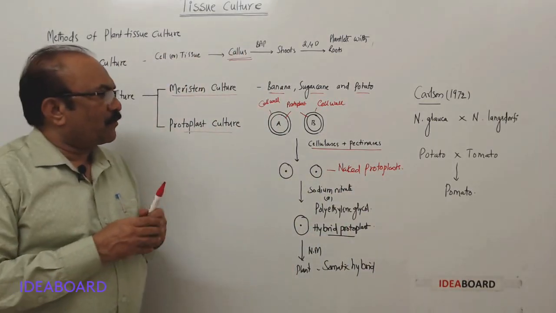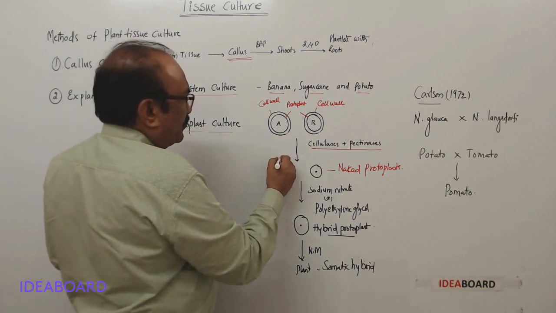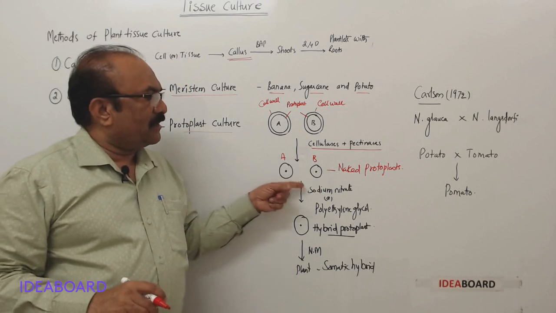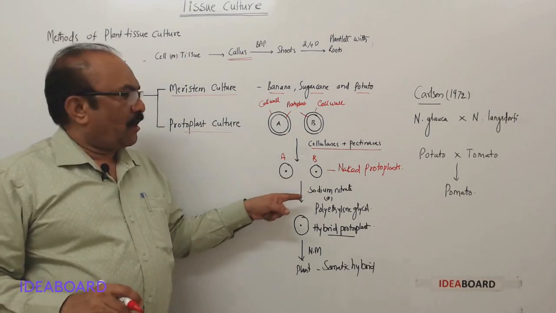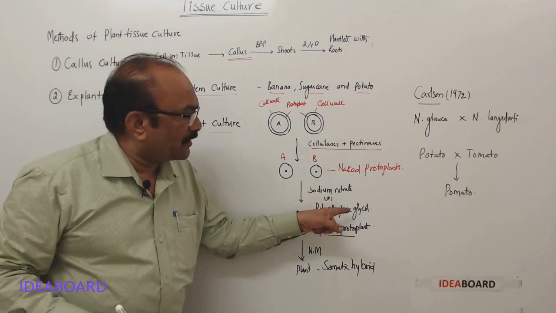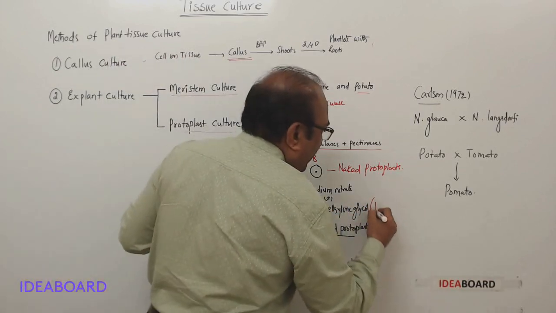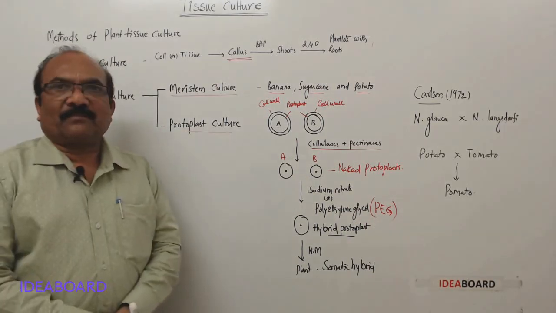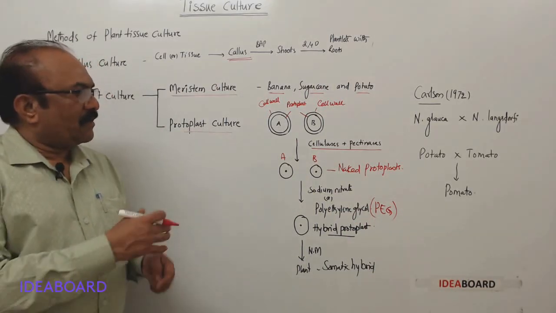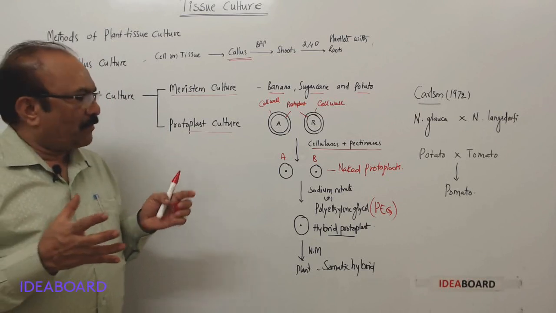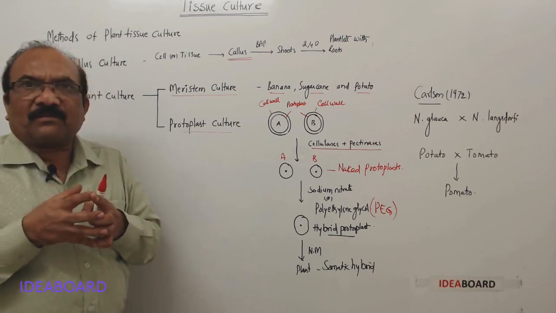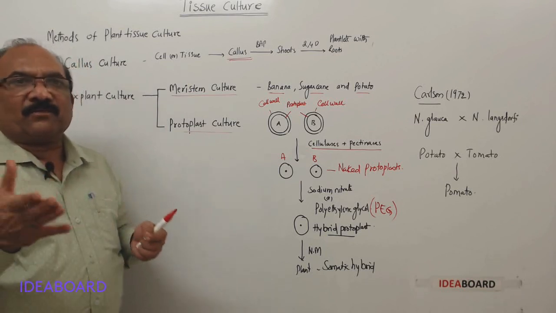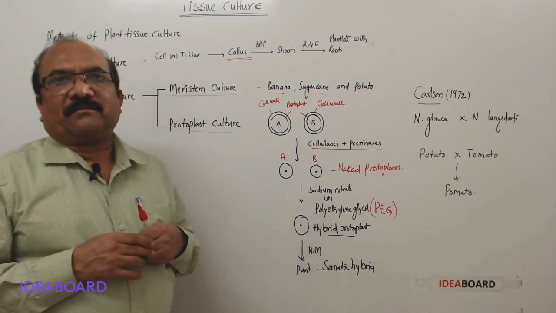And now these naked protoplasts of A and B, this is A and this is B, are treated with either sodium nitrate or polyethylene glycol, which is abbreviated as PEG. Under the influence of these chemicals, what will happen? Both these protoplasts will fuse and form a single protoplast, which is called hybrid protoplast.